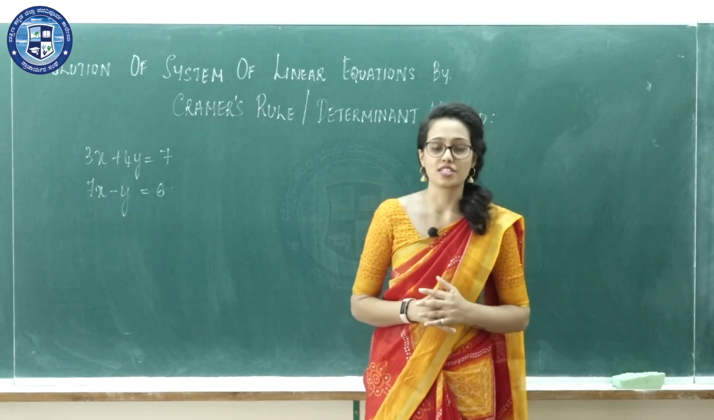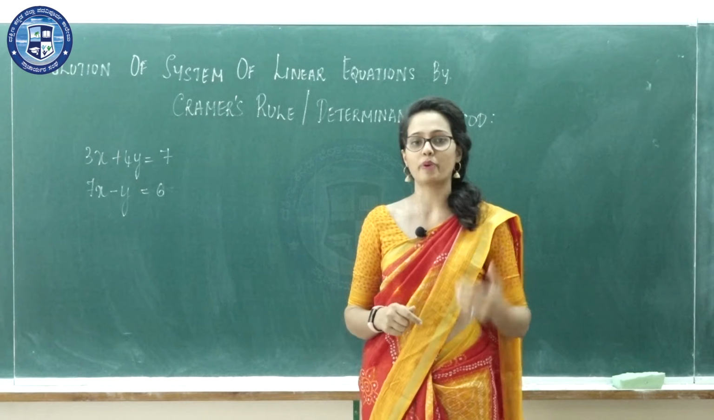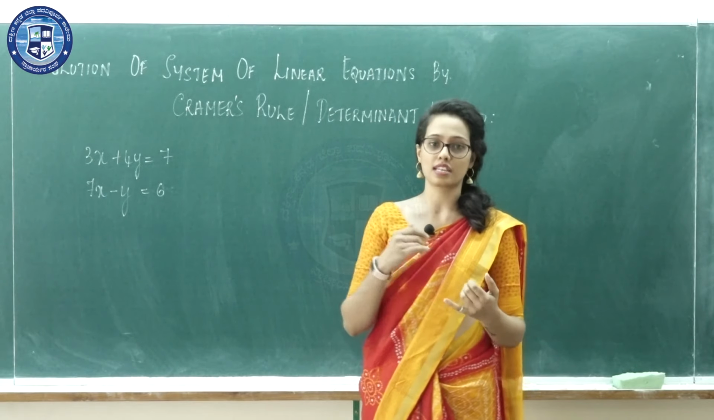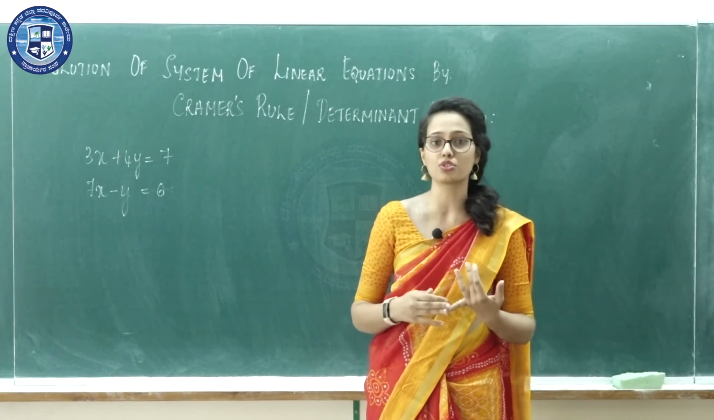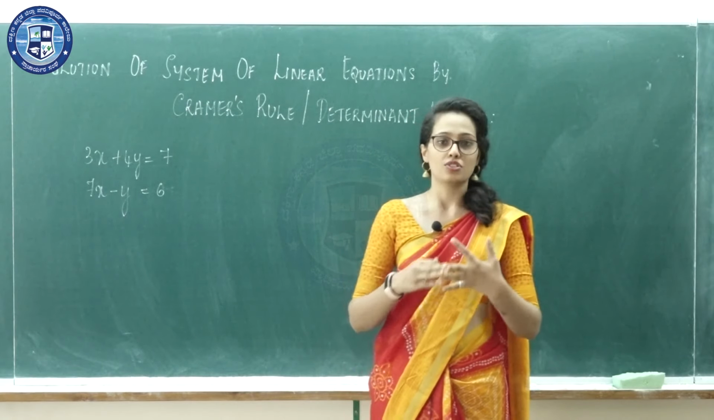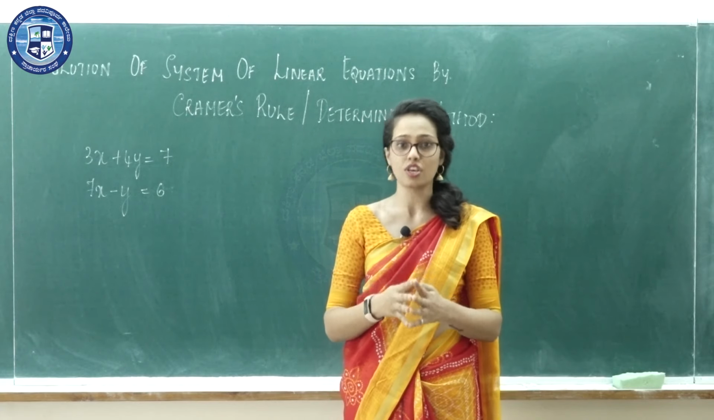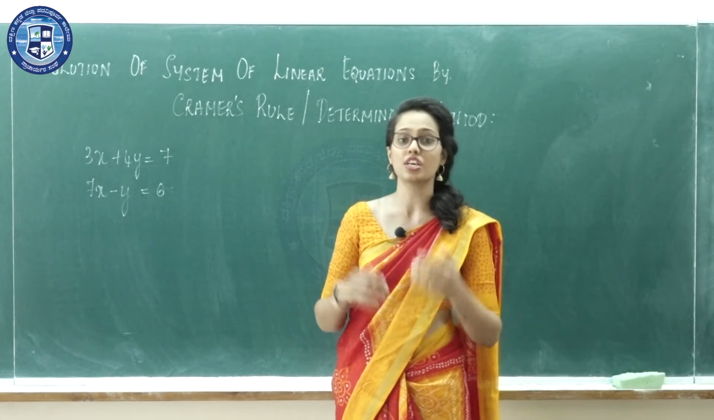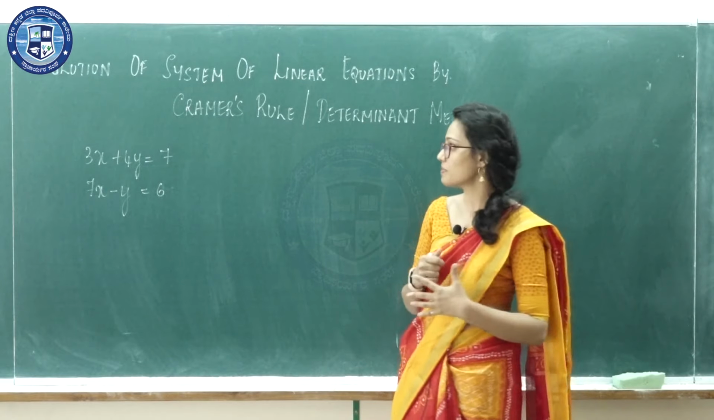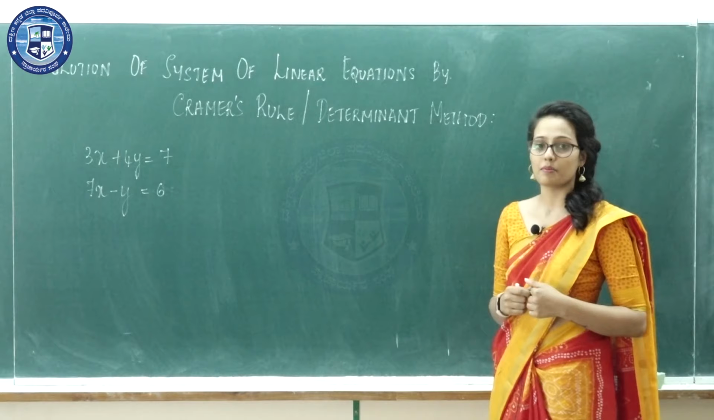In our lower classes, we have studied how to solve the system of linear equations or pair of linear equations using various methods such as substitution method, elimination method and cross multiplication method. So now we are going to study how to solve this pair of linear equations or the system of linear equations using determinants, and this method is called the Cramer's rule or the determinant method.